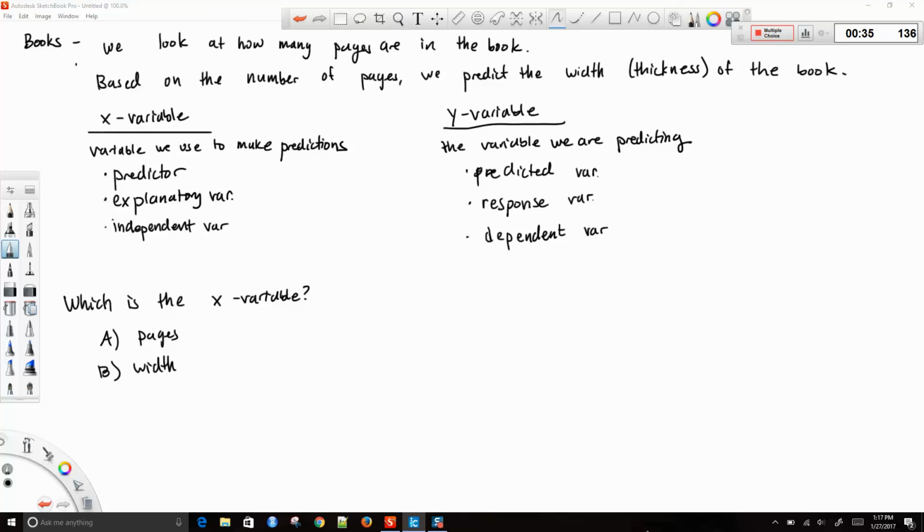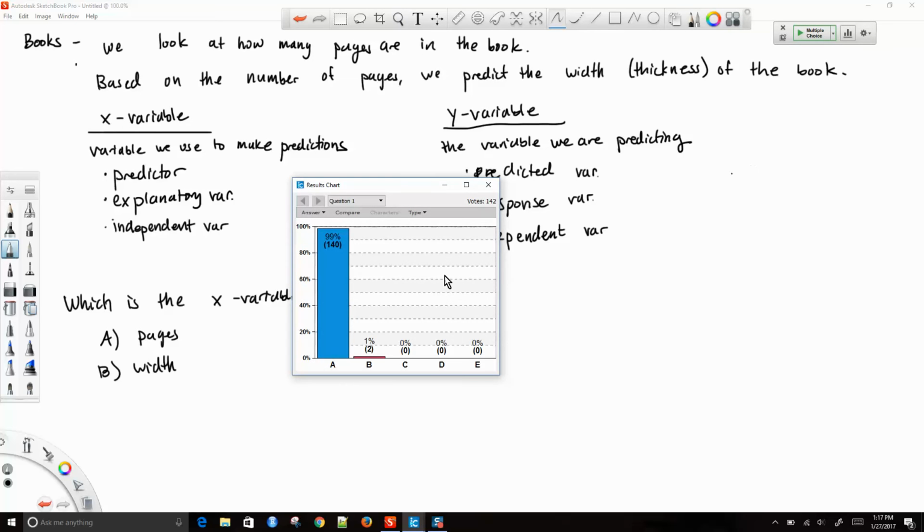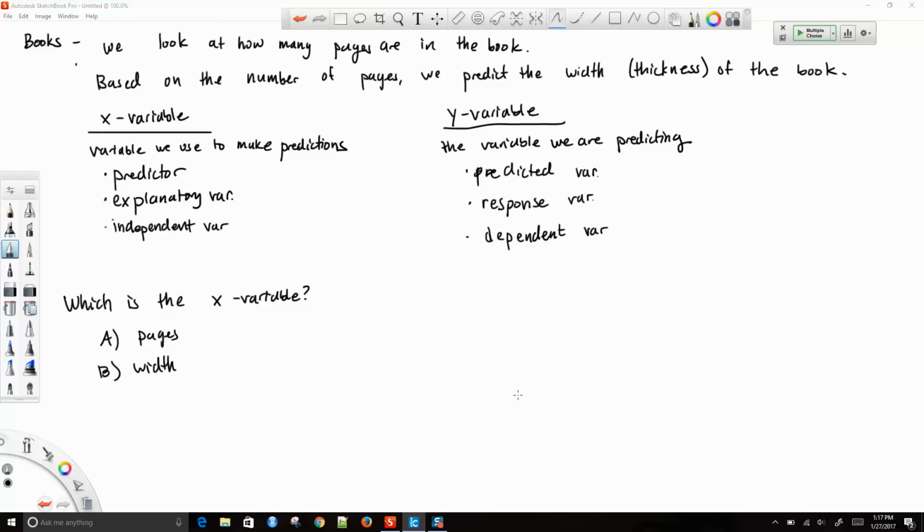Okay, did everyone get their answers in? We'll say just 10 more seconds here. Just click away. So again, x is the one we're using to make predictions. Y is the variable that we are predicting. And it says based on the number of pages, we want to predict the width of the book. So which is the x variable here? Okay, I'm going to hit stop. Okay, and indeed the pages is the x variable.